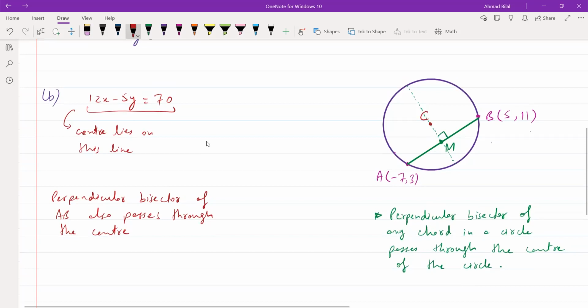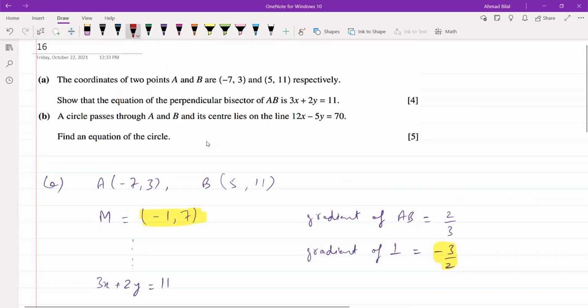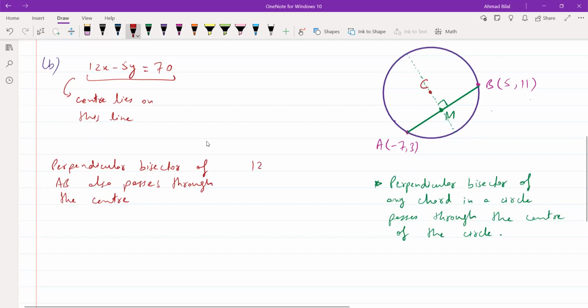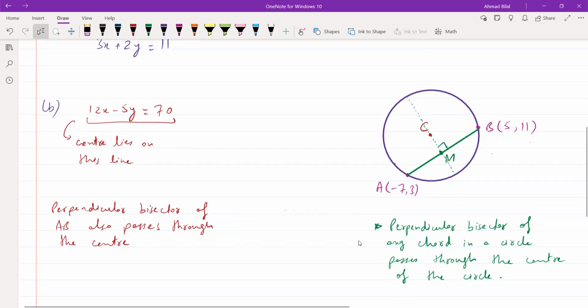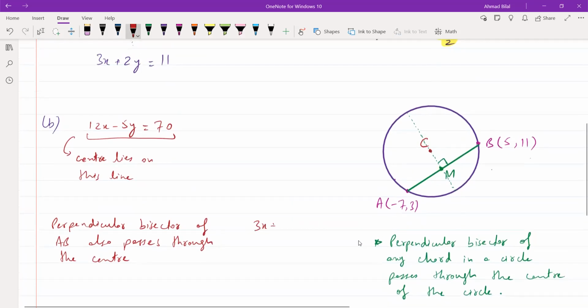So what did we have as the perpendicular bisector? That was 12x minus 5y equals 70. No, sorry, that is not what it was. That was 3x plus 2y equals 11. That was the perpendicular bisector that we found in the first part. We have these two things.